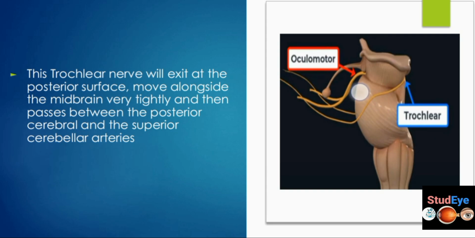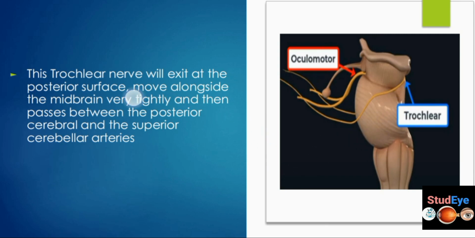Secondly, the oculomotor nerve nucleus is present in the midbrain at the level of the superior colliculi, while the nucleus of the trochlear nerve is located at the level of the inferior colliculi in the midbrain. And the third difference is that the oculomotor nerve arises anteriorly, from the ventral surface of the midbrain, while the trochlear nerve arises from the posterior or dorsal aspect of the midbrain.